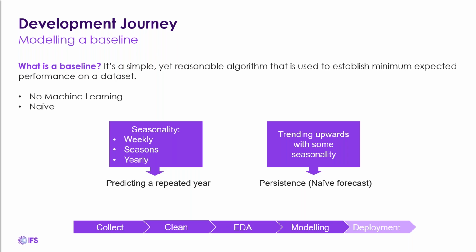Now, maybe your data is trending more upwards. Maybe there is or is not some seasonality. Then you can have a more naive forecast, which could be just using the value of yesterday to predict tomorrow. So use t-1 to predict t+1. And those will sometimes surprise you with how well they actually perform. And they are very, very simple.